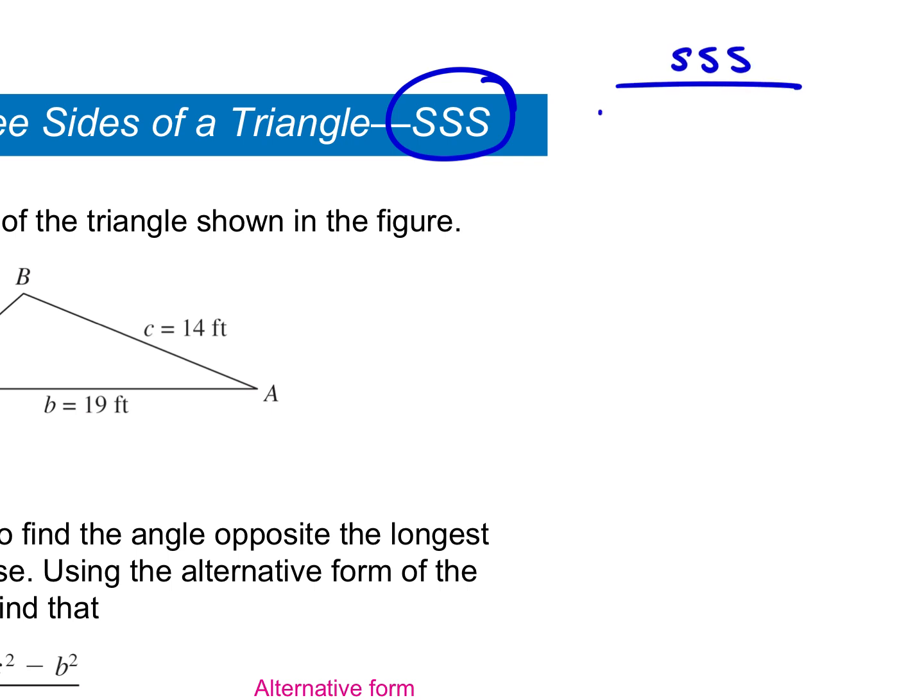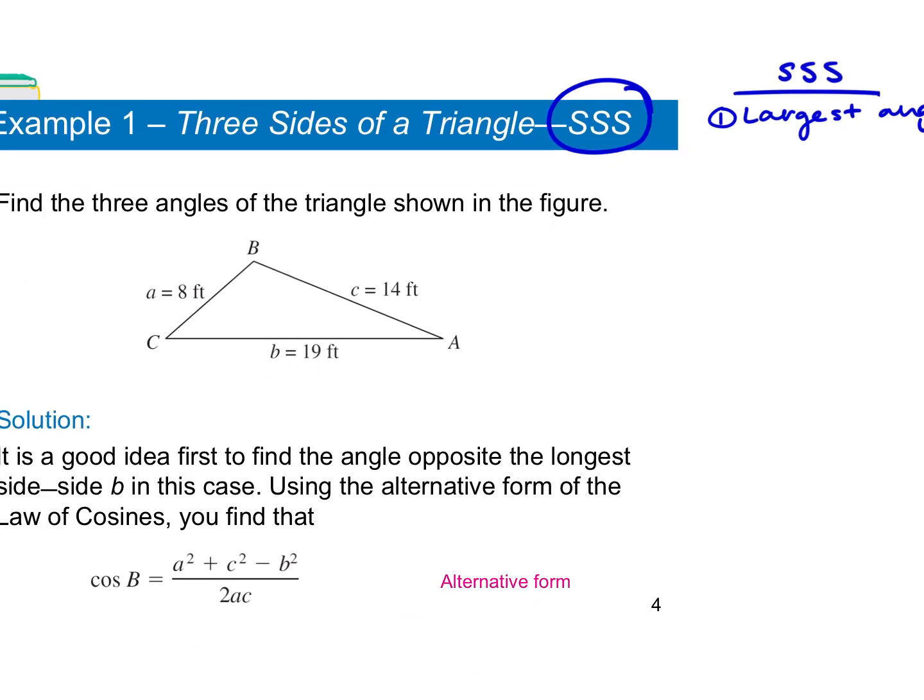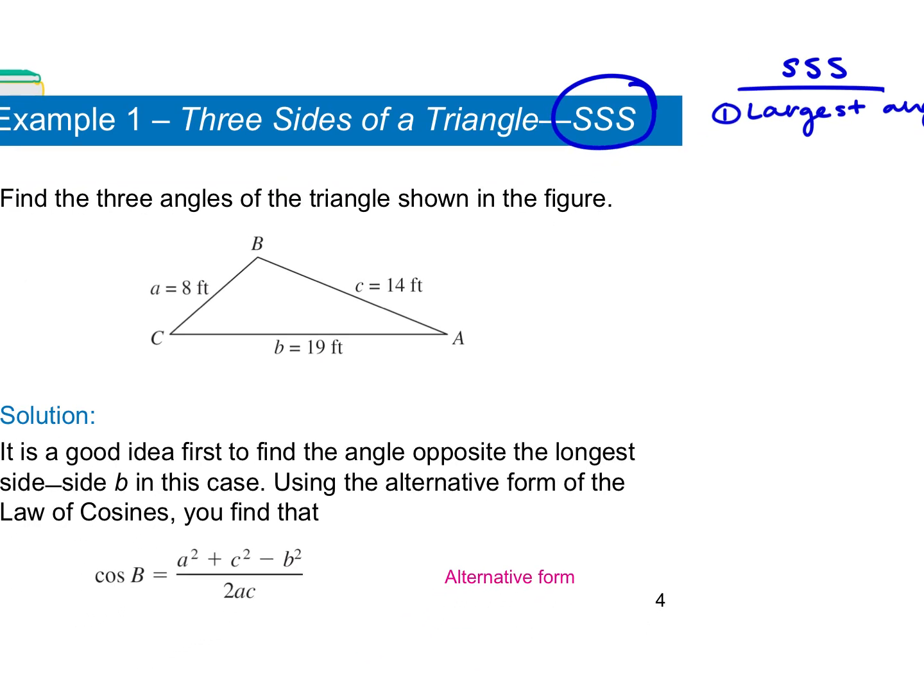The first thing that we want to find is the largest angle. So we're going to work with the longest side first. So we want to find the largest angle first. What would our largest angle be? B. Awesome, because that's opposite of the largest side. So we're going to find angle B first.